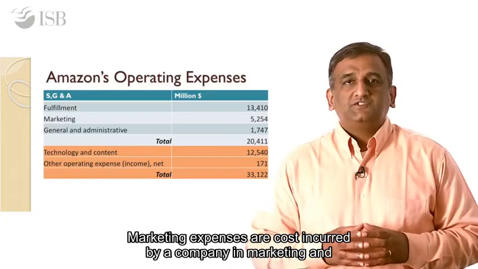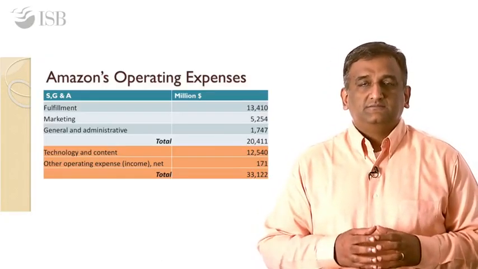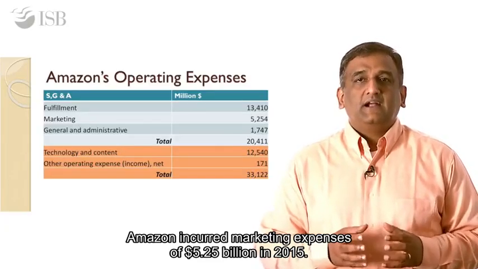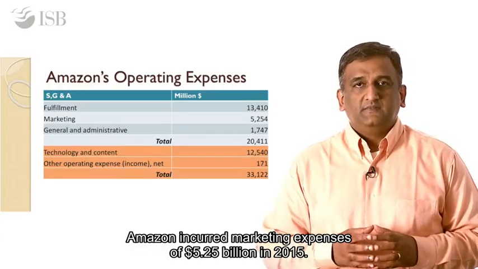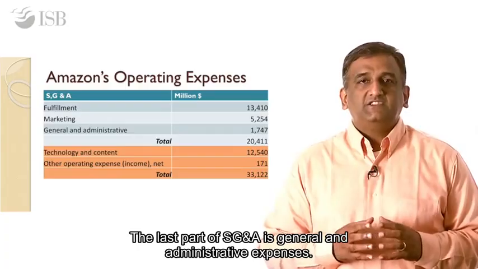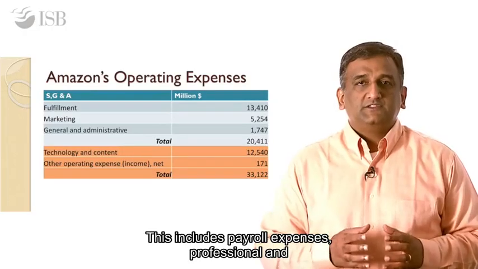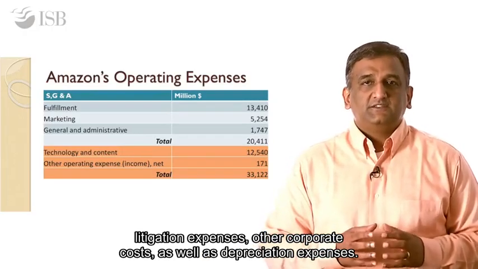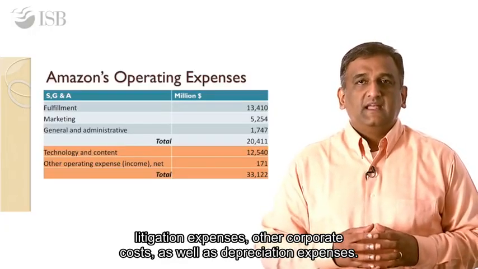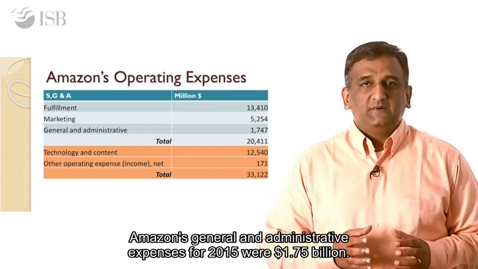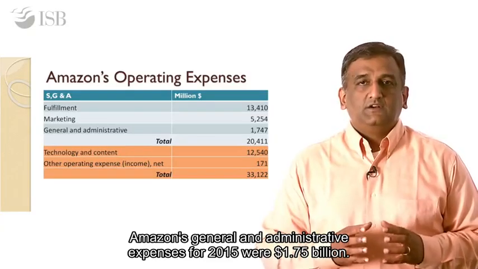Marketing expenses are costs incurred by a company in marketing and selling its products and services. Amazon incurred marketing expenses of $5.25 billion in 2015. The last part of SG&A is general and administrative expenses. This includes payroll expenses, professional and litigation expenses, other corporate costs, as well as depreciation expenses. Amazon's general and administrative expenses for 2015 were $1.75 billion.